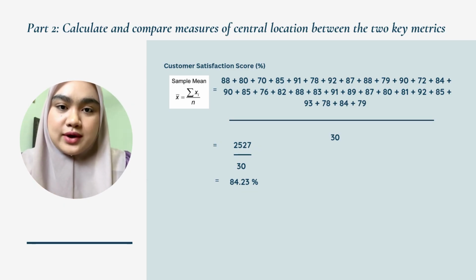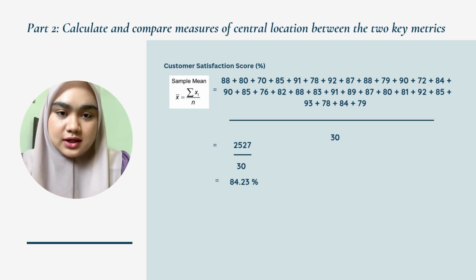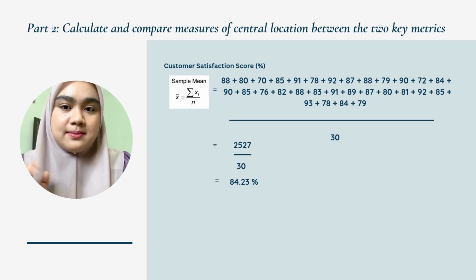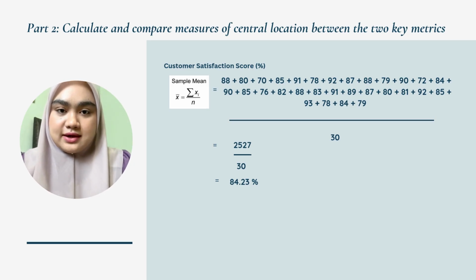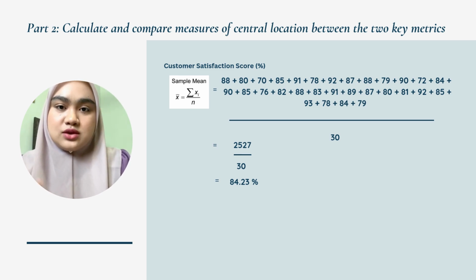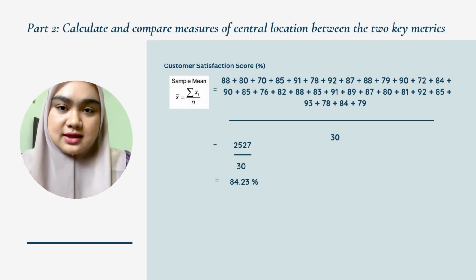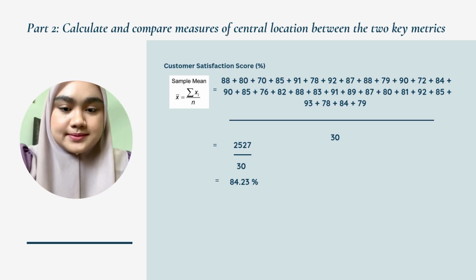On this slide, we look at the sample mean for customer satisfaction score. We use the formula for the sample mean, which is the sum of all values divided by the number of observations. In this case, we have 30 customer satisfaction scores which, when added together, give a total of 2,527. Then divide 2,527 by 30 to get the average score, which is 84.23%.